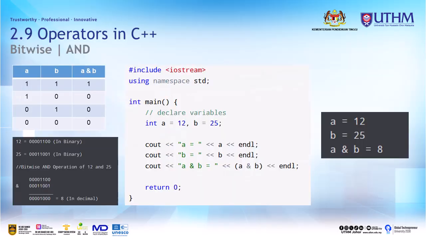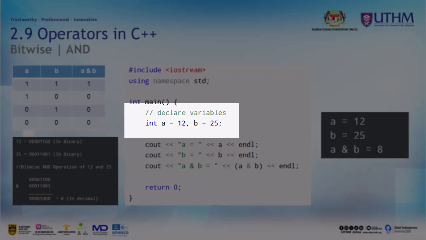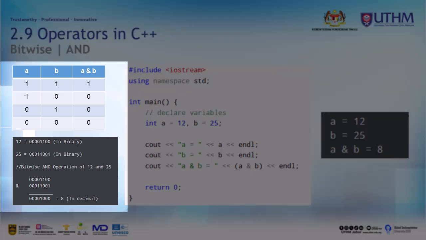Previously, I mentioned bitwise operators when we discussed operators in C++. In today's lecture, I will explain how bitwise operations work. Let us begin with the AND operator. Consider the following example. We have declared 2 integer variables, a and b, and assigned them the values 12 and 25 respectively. We must first convert the numbers into binary to understand how the bitwise AND operator works.